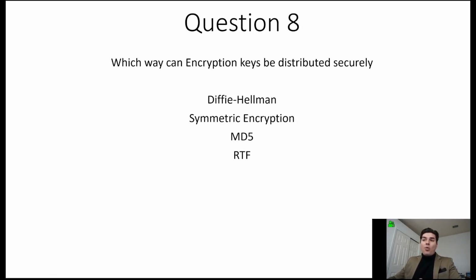Question number 8. Which way can encryption keys be distributed securely? The best way here would be Diffie-Hellman. Diffie-Hellman uses an asymmetric formula to get the symmetric encryption set up. So Diffie-Hellman is used to distribute keys. Initially, when you're logging on through an online website, the first time it's going to be asymmetric encryption, and what it tries to do is then establish symmetric encryption, which is typically better for bulk transfer of data.